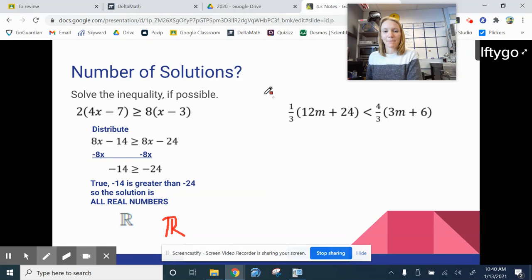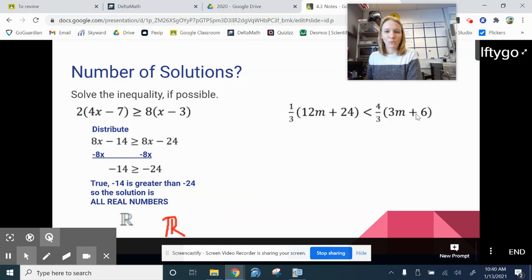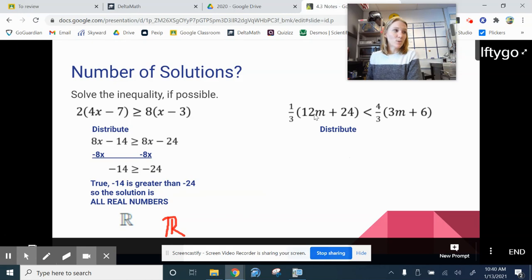Okay. For my next one, we've got parentheses here, so I'm going to distribute again. I have 1/3 times 12m plus 24, and 4/3 times 3m plus 6. So 1/3 of 12 is 4. 1/3 of 24, 24 divided by 3, gives me 8. 4/3 times 3: 4 times 3 is 12, but then I divide by 3, gives me 4. 4/3 times 6: 4 times 6 is 24, divided by 3 gives me 8.